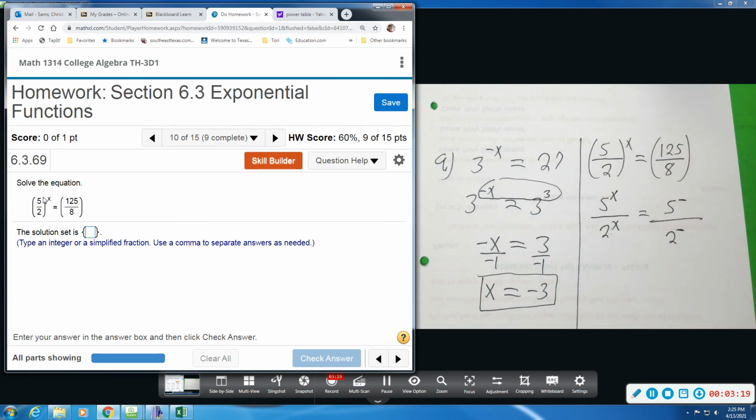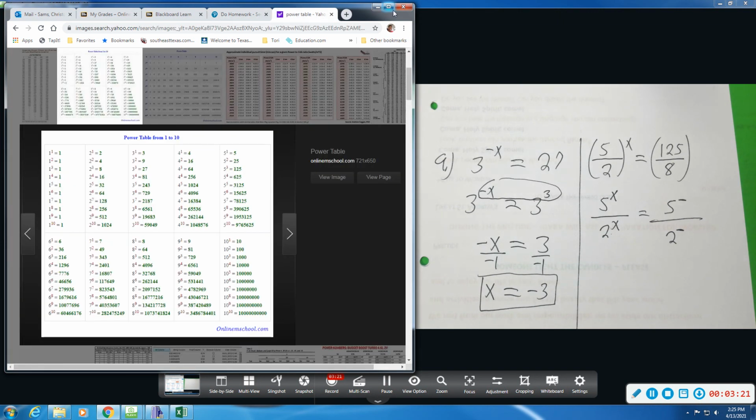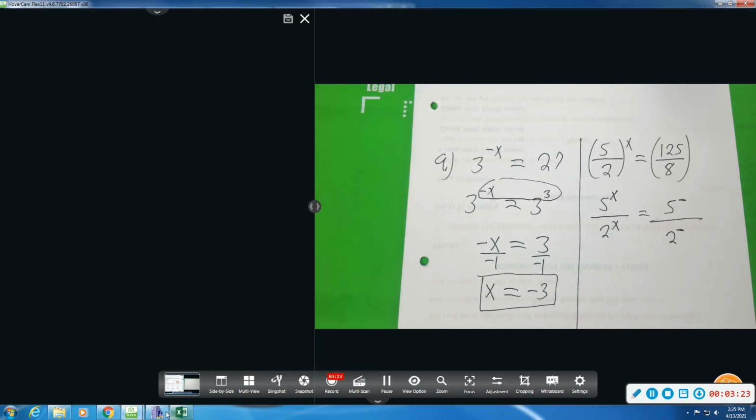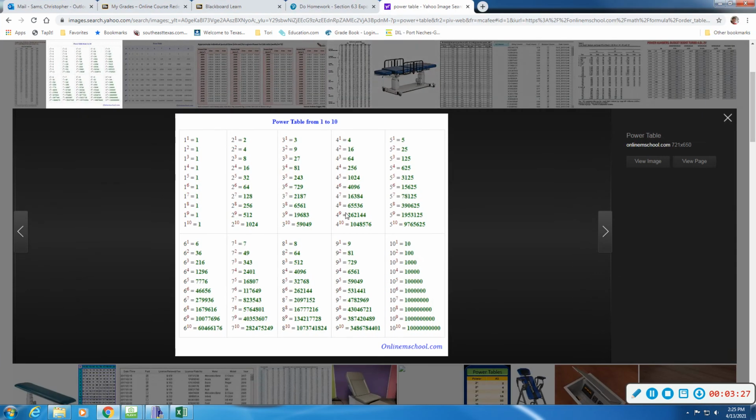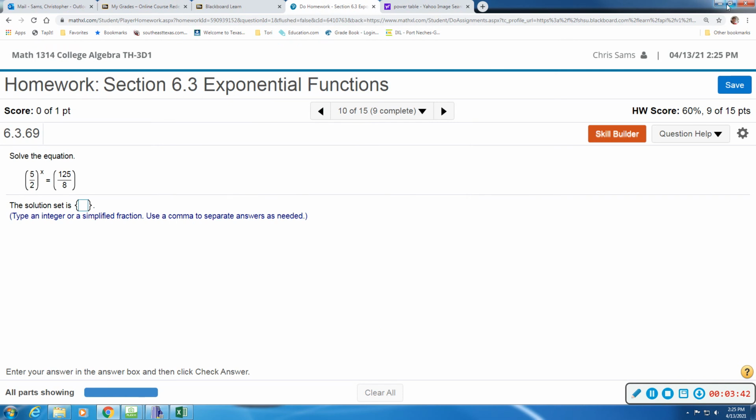So let's look at that power table again. Let's go down in the 5s. I want 125. 5 to the third is 125. And then in the 2s, we're looking for 8. 2 to the third is 8. So we get the same number.